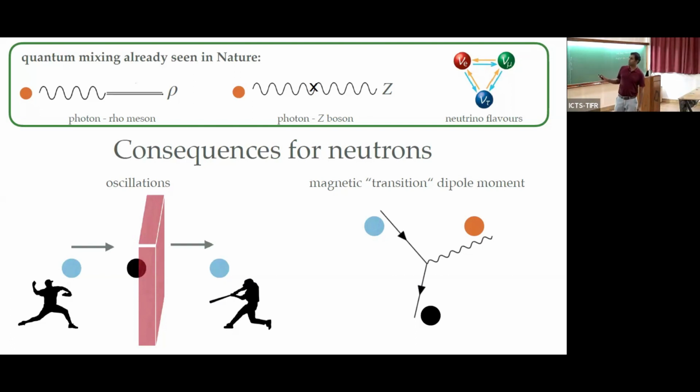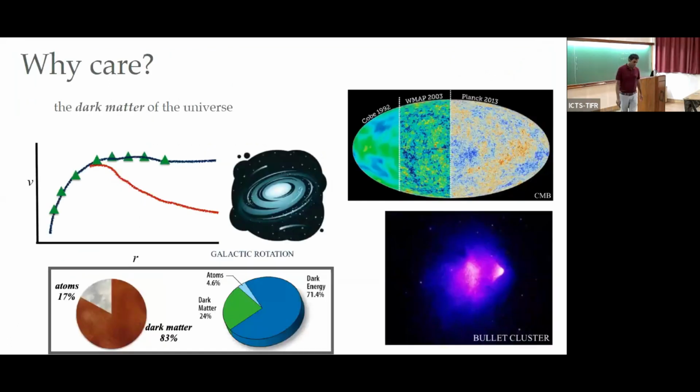I'll also have a magnetic, okay, this is not so important, so I'm not going to get into it, but neutrons have a magnetic dipole moment, and now I have another state, so I can have a transition dipole moment. Instead of a neutron, I can just switch it with a dark neutron, which we won't get into too much in this talk.